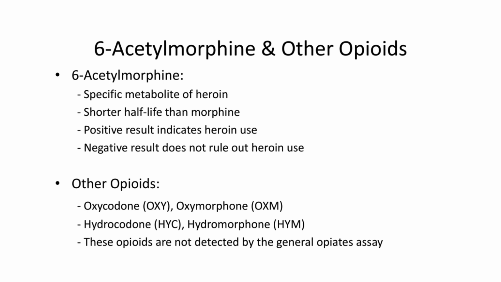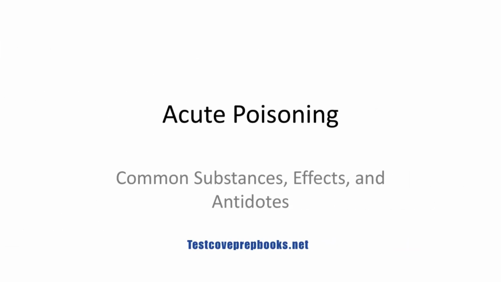6-acetylmorphine is a specific metabolite of heroin. It has a shorter half-life compared to morphine. A positive test strongly indicates heroin use, but a negative test does not rule it out completely. Other opioids include oxycodone, oxymorphone, hydrocodone, and hydromorphone. These opioids are not detected by general opiates assays, so special testing is required.